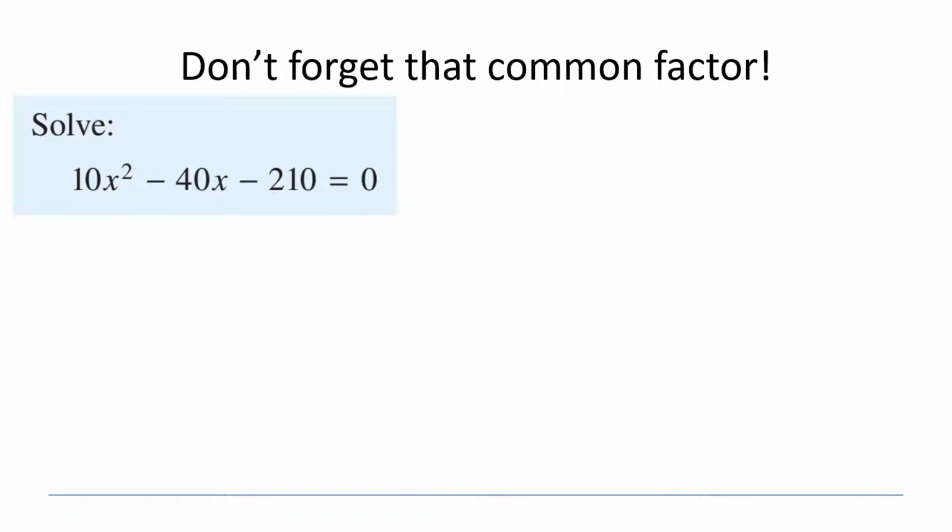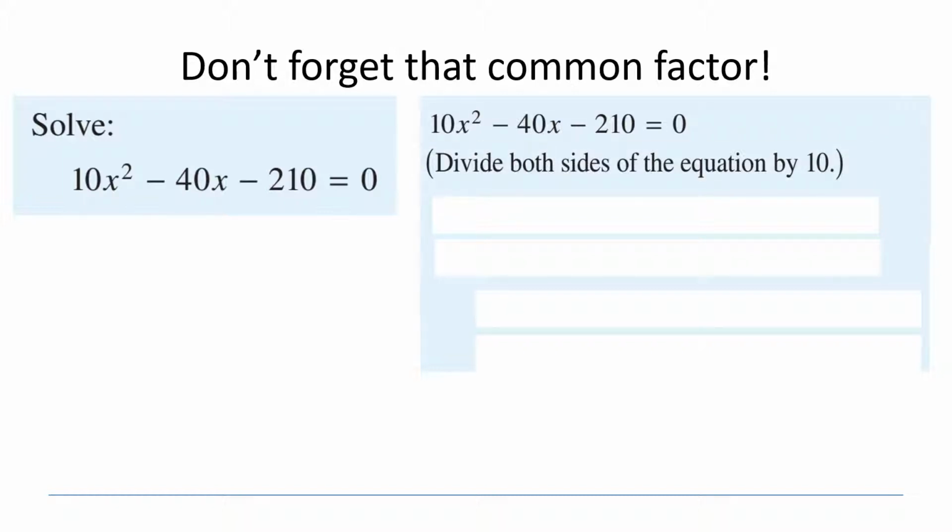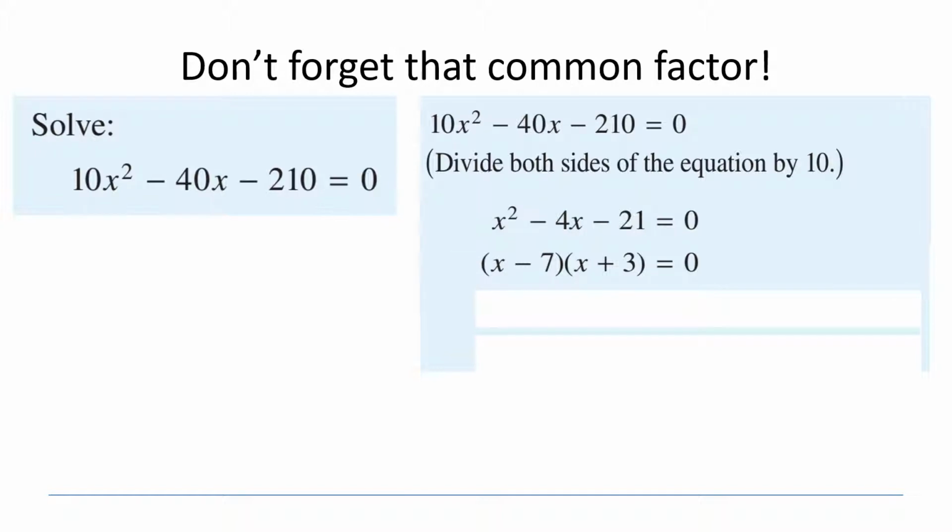So I'm going to divide both sides by 10, or I can remove the common factor. Divide both sides of the equation by 10. Okay, so I'm going to have x squared minus 4x minus 21 equal to 0. And next will be to factorize, which gives you x minus 7, x plus 3 equal to 0.